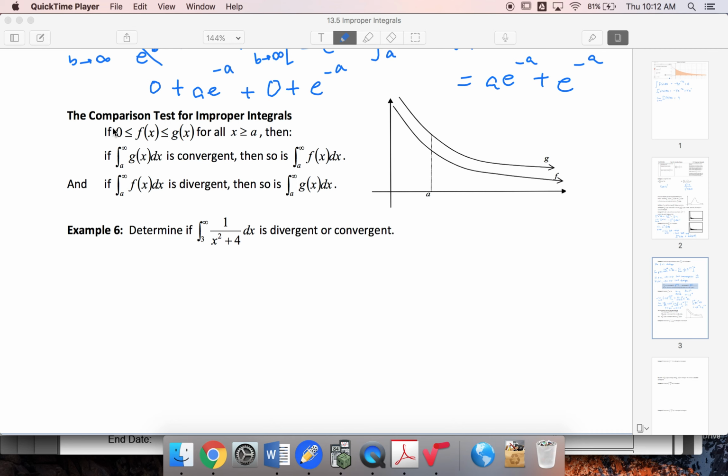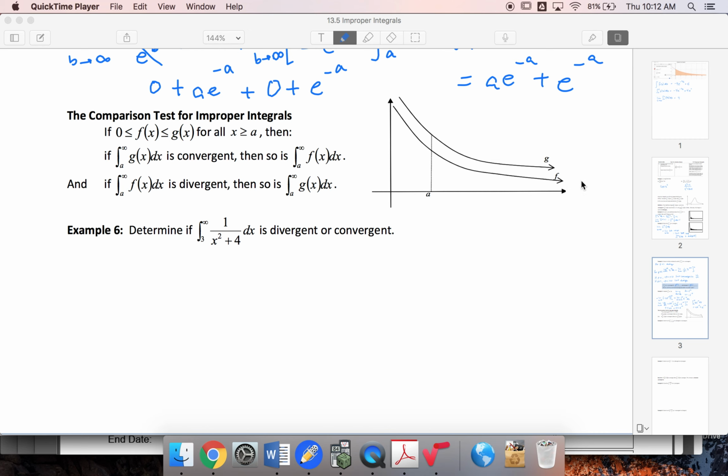The integral above we were able to evaluate, but often we're going to have integrals that we can't evaluate. And so instead, I can determine whether they're convergent or divergent. And one of the ways I can do that is by comparing it to an integral that I know converges or diverges. So here I've got two functions, g of x and f of x, where f of x is less than g of x for all x in my domain.